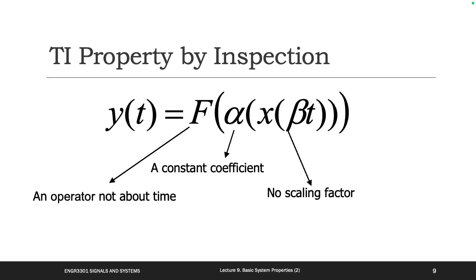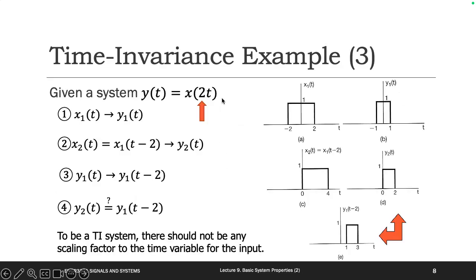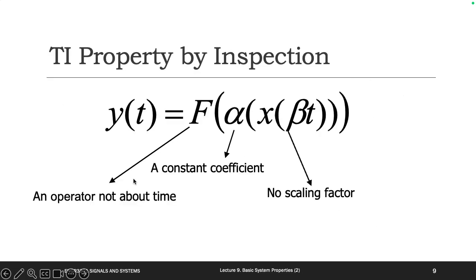But mostly, if I ask you whether your system is TI or not TI, what should you do? Just use the 4 steps to prove that. Okay, let's try to use this TI property by inspection to tell. How about this one? Is this one TI or not TI?